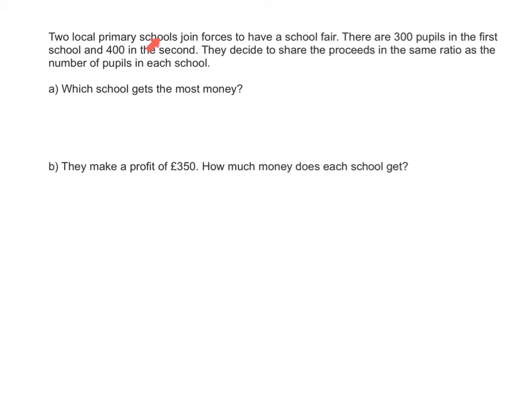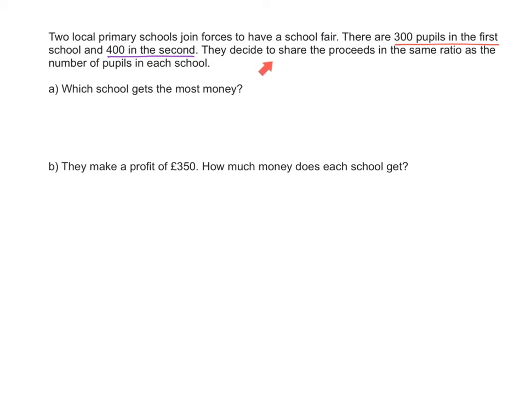Two local primary schools join forces to have a school fair. There are 300 pupils in the first school and 400 in the second. So some key information here, we need to underline this. So 300 pupils in the first school and 400 in the second. And then it says they decide to share the proceeds in the same ratio as the number of pupils in each school.